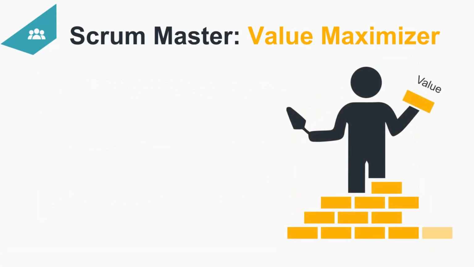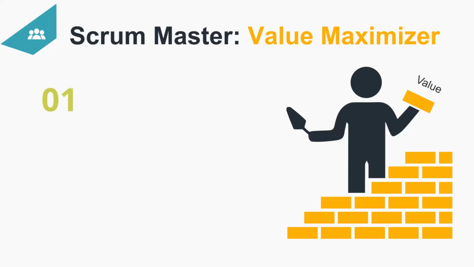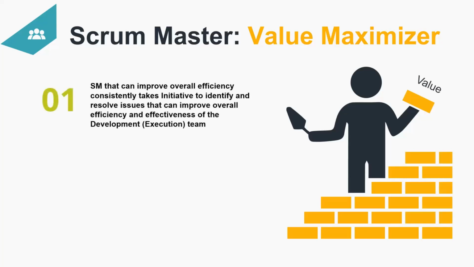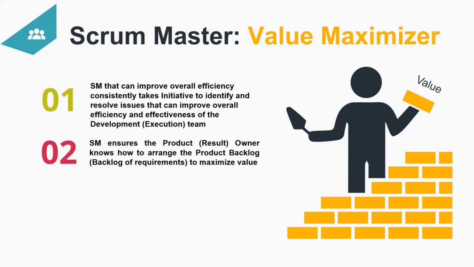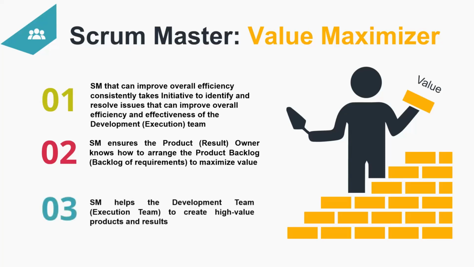Scrum Master is also a value maximizer, meaning that the Scrum Master constantly takes initiative to identify and resolve issues that can improve the overall efficiency and effectiveness of the development team. Scrum Master ensures the product owner knows how to arrange the product backlog to maximize the value. Scrum Master helps the development team to create high-value products and results.